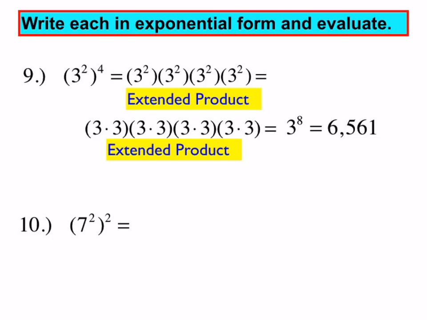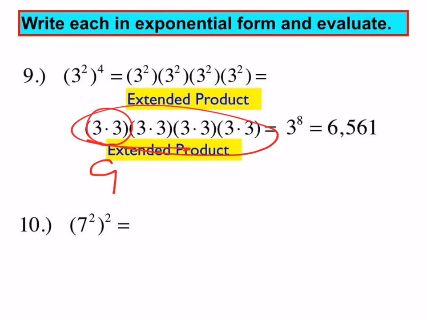This is 3 to the 8th power in exponential form, but it is 6,561. Now, let me just talk about this really quickly. If I'm asked to evaluate this, I do not do this. I do not go 3 times 3 is 9, times 3 is 27, times 3 is 81, times 3 is 243, and keep doing that. I would never do that. I would do it using the extended product right here.